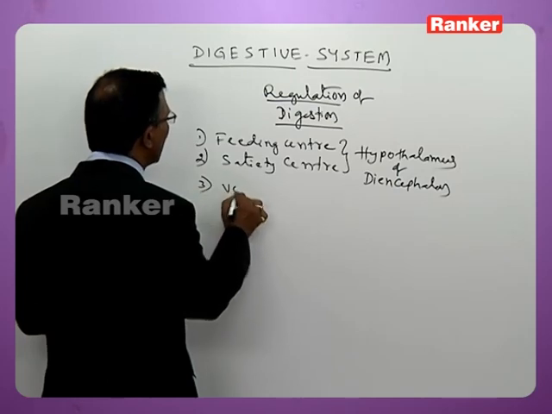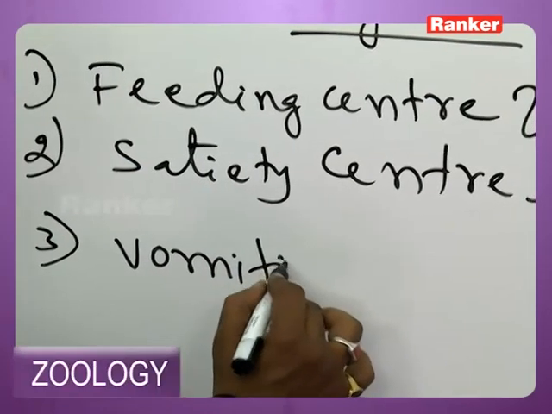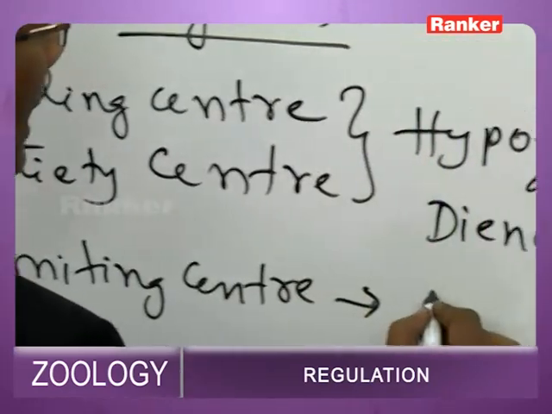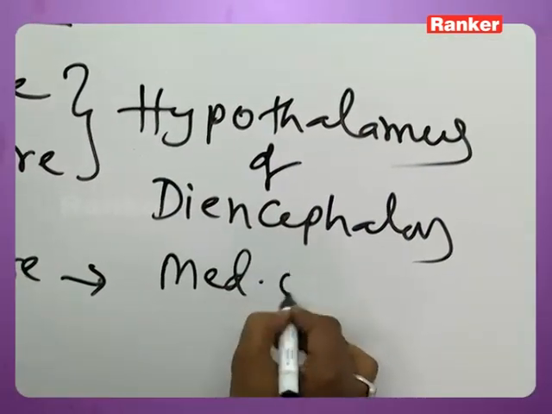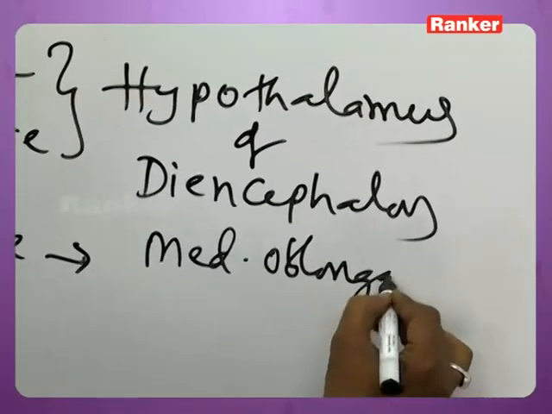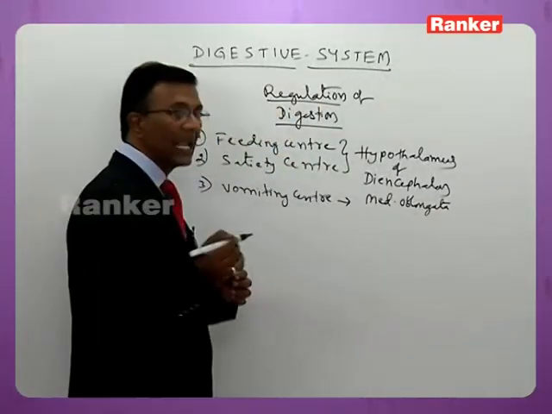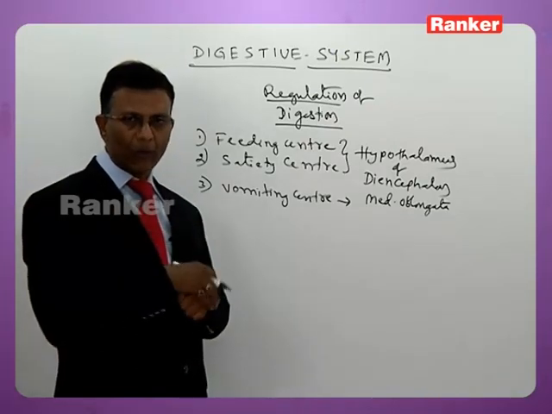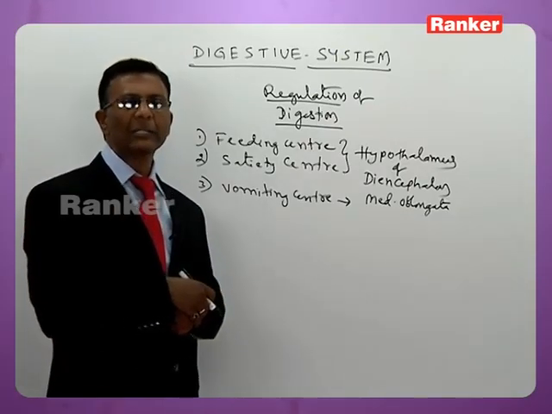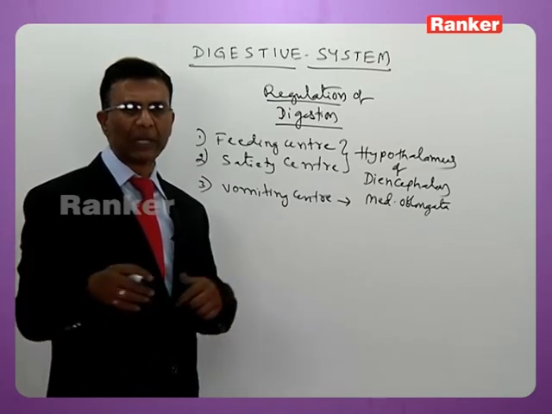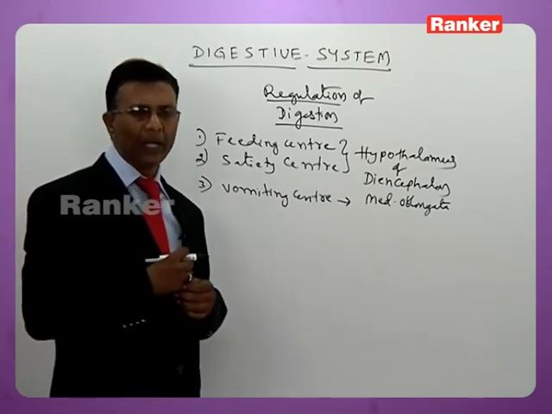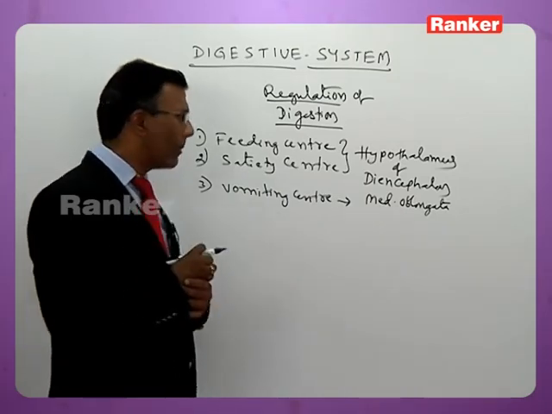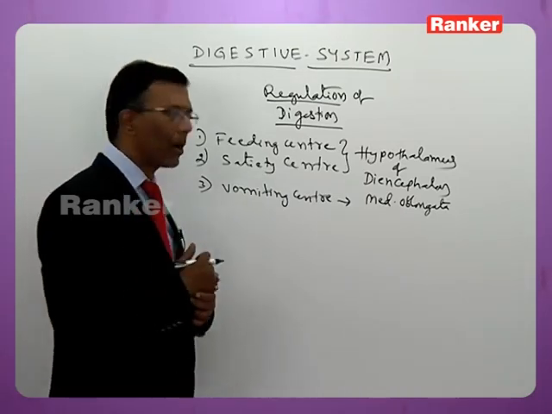Then the vomiting center is embedded in the medulla oblongata. Vomiting center, that is regurgitation. Whenever the food does not go with your body constitution, reverse peristalsis occurs. As a result of reverse peristalsis, there may be vomiting, preceded by nausea, a vomiting sensation. That vomiting center is embedded in the medulla oblongata.